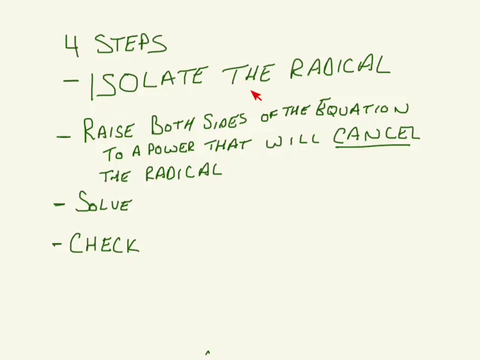The first one is to isolate the radical. In other words, get it on one side by itself. Okay, on one side by itself, nothing else with it. After that, we're going to raise both sides of an equation to a power that will cancel the radical. We might see why this first step is so important when we want to cancel the radical.